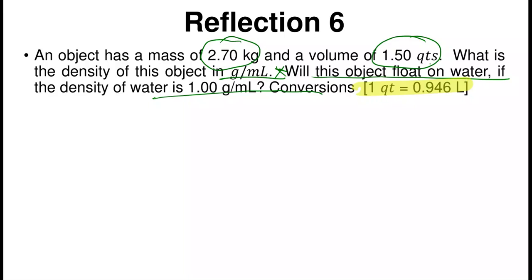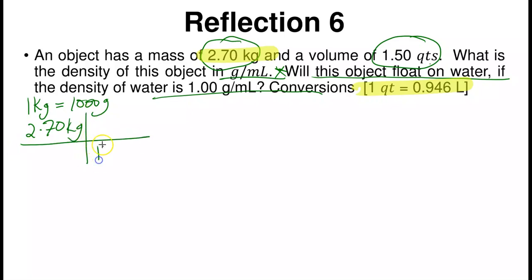So let's start. To solve this problem systematically, first we're going to convert this to gram, which is easy to do. We know that 1 kilogram is equivalent to 1,000 grams. So we take 2.70 kilogram, put the kilogram down so it cancels, and put the 1,000 grams on top. When you multiply it, it's going to give you 2,700 grams, or 2.7 times 10 to the power of 3 grams. It doesn't matter how you express it.